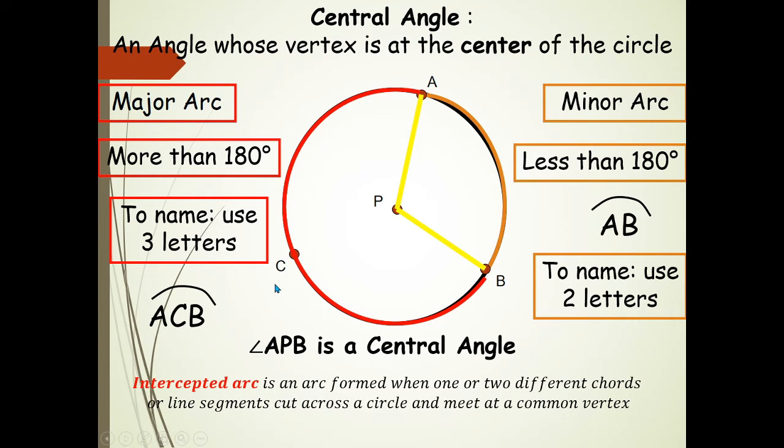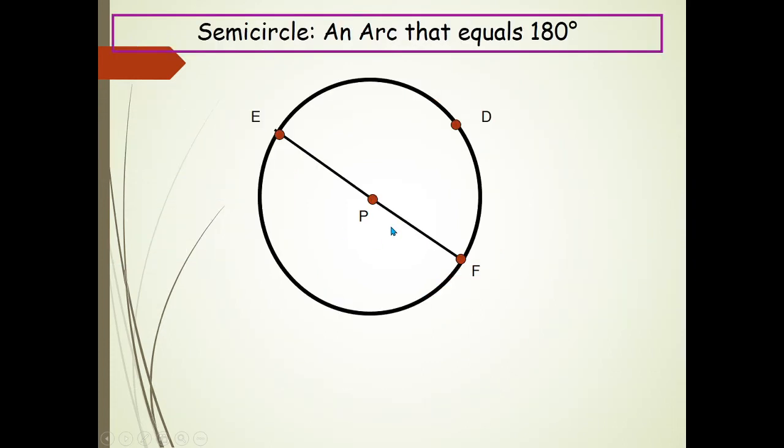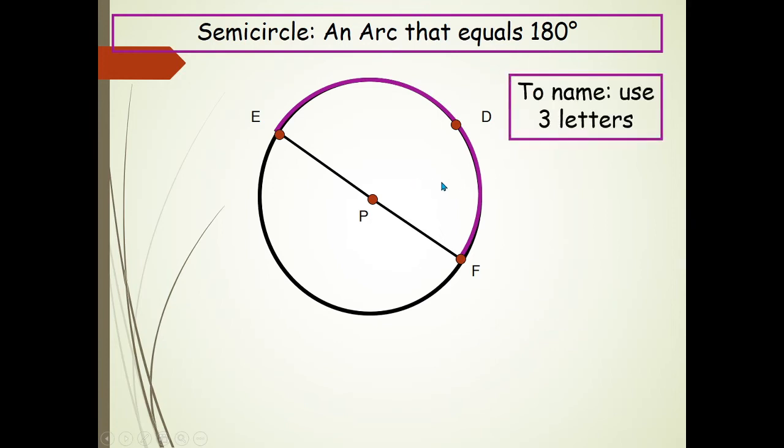Now, kung meron tayong less than 180 degrees and more than 180 degrees, meron din tayong equal to 180 degrees, and we call it a semicircle. Diba? You all know that one complete revolution of a circle is equivalent to 360 degrees. Kalahati siya. Semi means half. So, 360 divided by 2 is 180 degrees. That's one semicircle. And we use 3 letters to name a semicircle. So, in the figure, we have arc EDF or arc FDE.